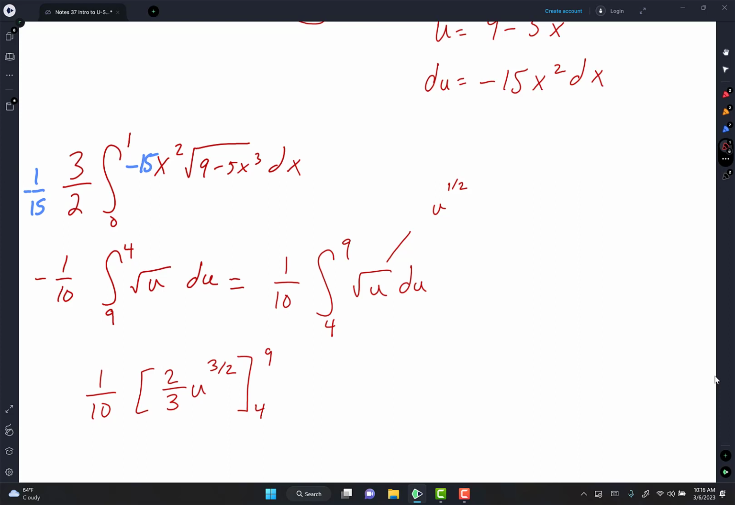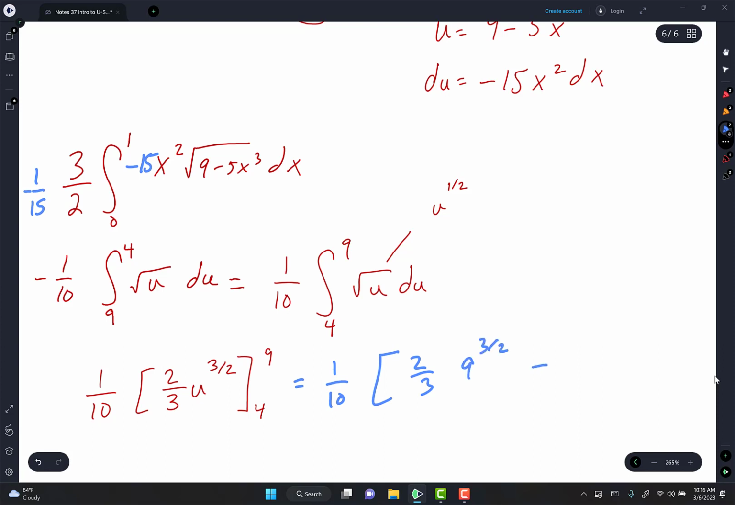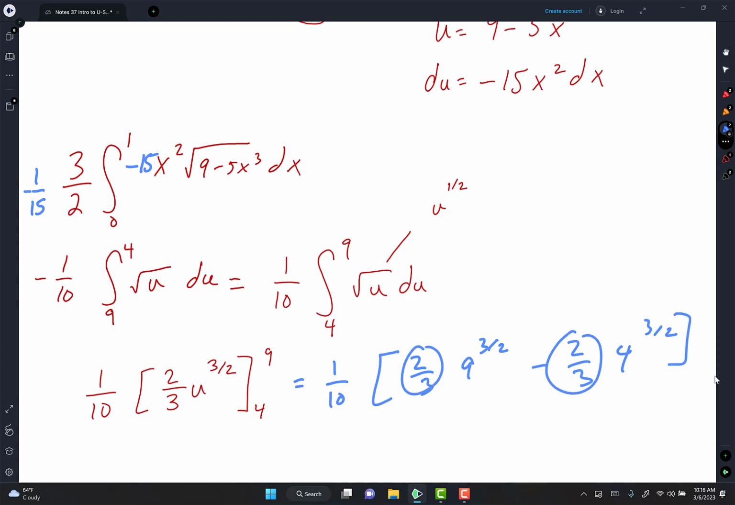Why? Because both of these terms have it. You don't have to write this down, just listen. You can do it the other way if you want, but it's going to take longer, guys. 2/3 times 9 to the 3/2 minus 2/3 times 4 to the 3/2. Notice that the 2/3 is on both of them. Do you guys see that? So can't I just factor it out to make life easier for myself? Yeah, so let's do that.